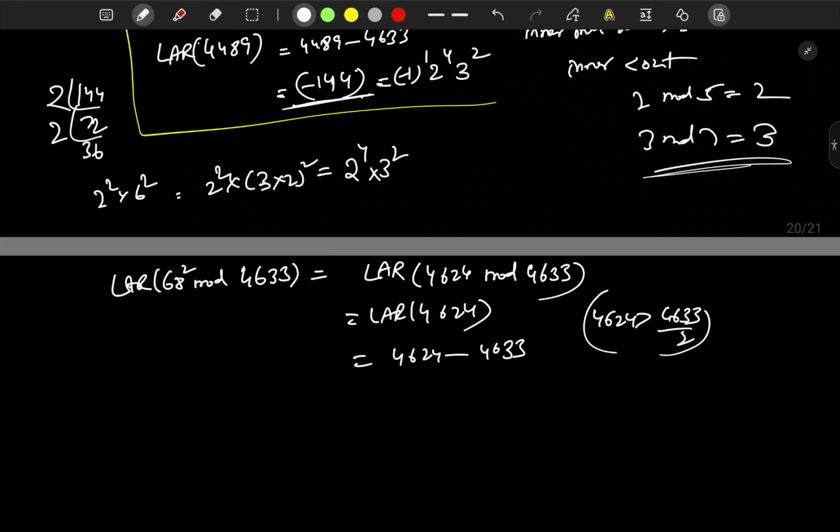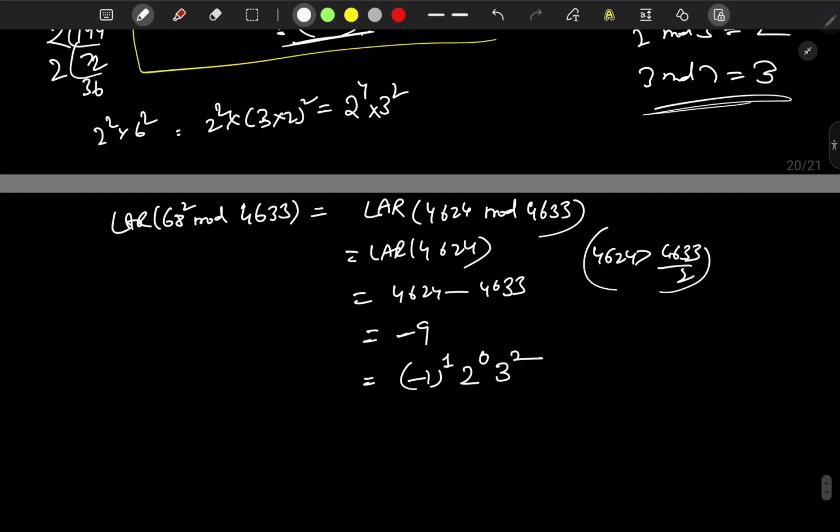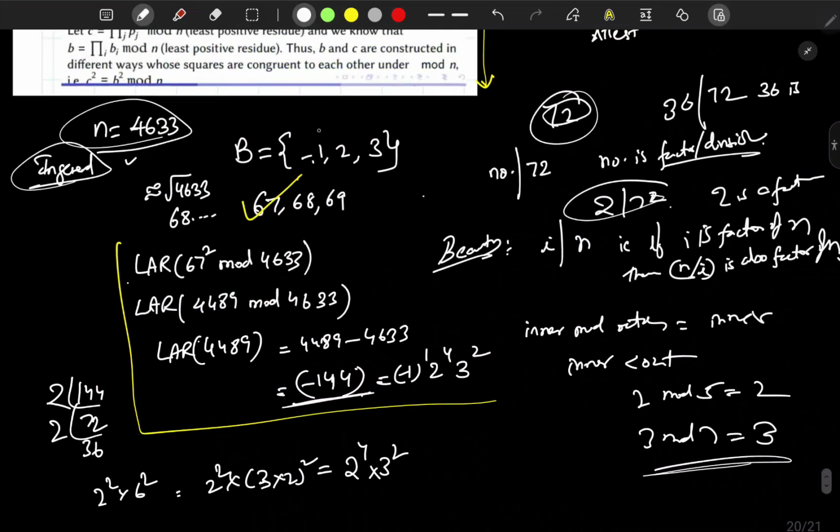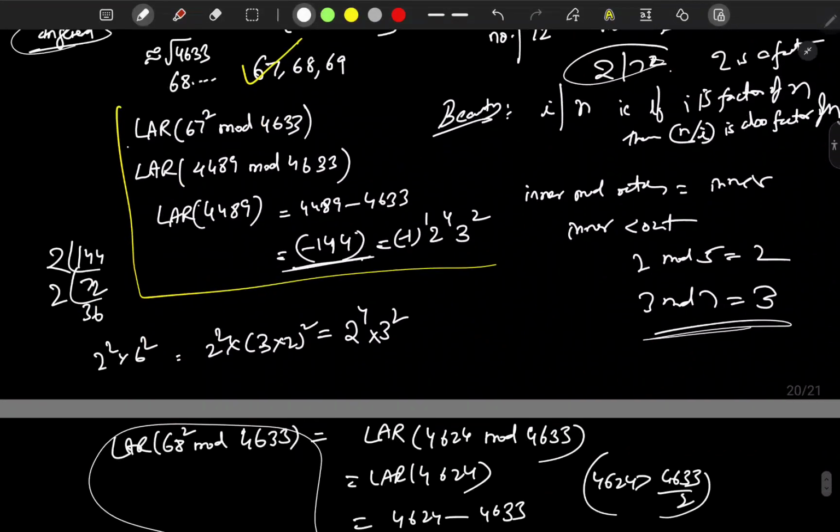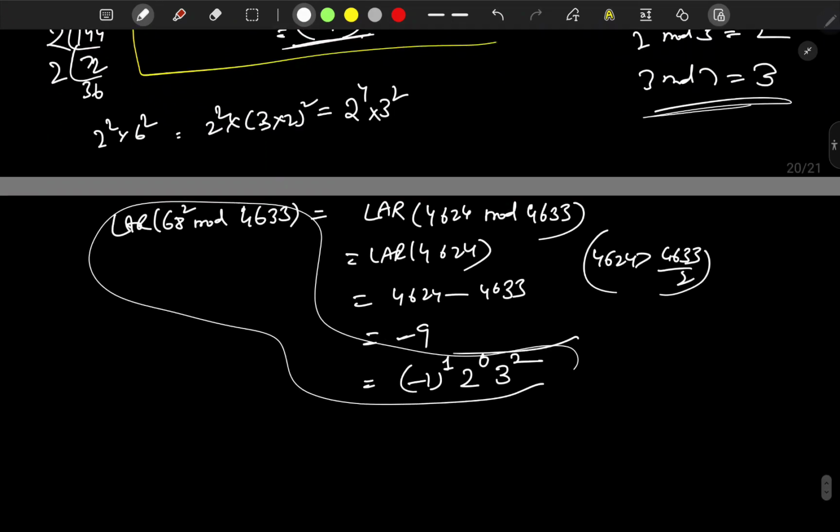Minus 4633, so how much? Minus 9. So minus 9 can be expressed as minus 1 whole power 1 into 2 power 0 into 3 square. Since we are able to express the LAR of 68 square in the factor base, now I can write each and every term raised to some exponent. Power is also known as exponent. Since I am able to write like this, by the definition of B number, yes, 68 is a B number.